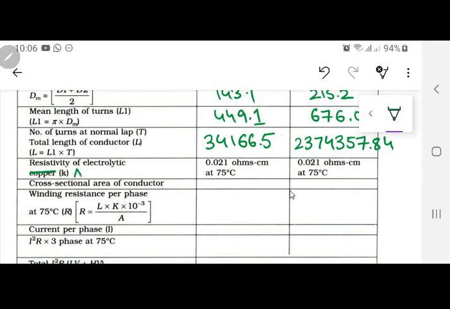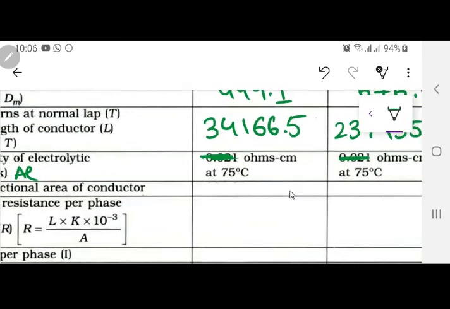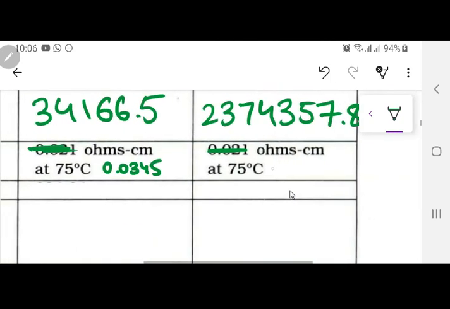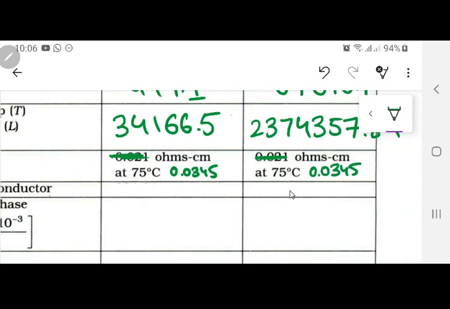I have to use aluminium over here. So the resistivity, let me write down the value of the resistivity. The value of resistivity is 0.0345. Here also this is 0.0345. You can see the difference. The difference in the resistivity is quite huge as compared to your copper.